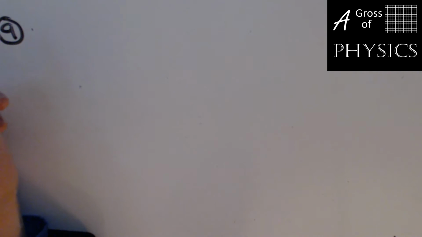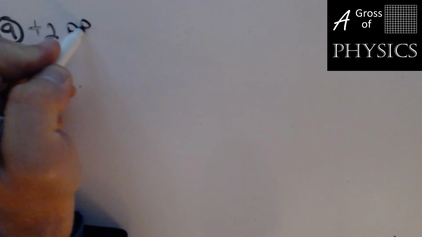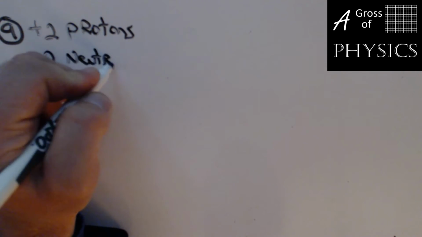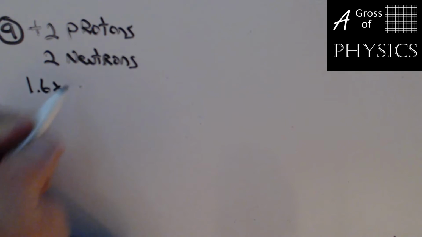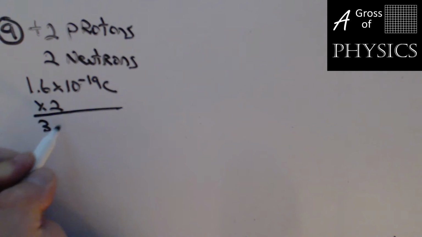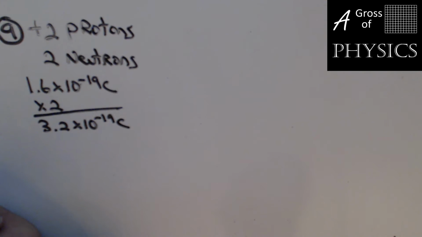All right, we're looking at number 9, and we have an alpha particle with plus 2 protons and 2 neutrons. And we want to know the total charge. Well, each proton is 1.6 times 10 to the negative 19 coulombs. So we double that, and we end up with 3.2 times 10 to the negative 19 coulombs. And that's going to be choice 4.